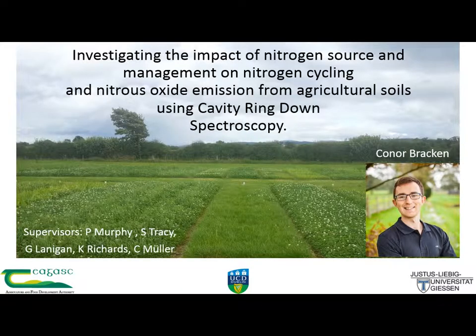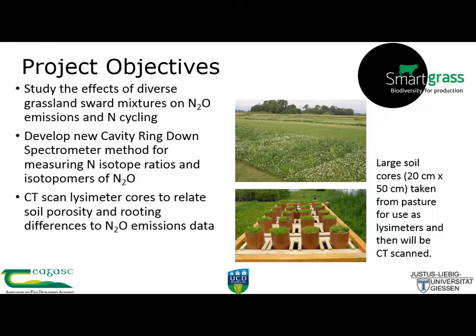Just following on from Ben's talk, Connor looked at a Smartgrass project which had different functional groups, and he was taking large soil cores. These are 20 centimetres by half a metre long, and he's got the different functional groups, and we're using these as lysimeters to look at how soil porosity and different rooting, maybe those niche compartments, relate to N2O emissions and how we can reduce that.